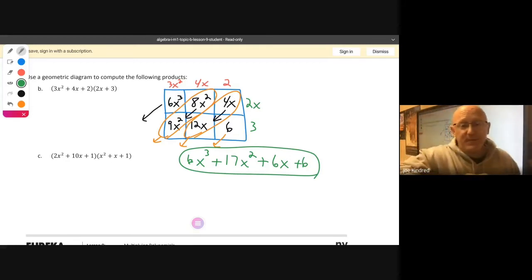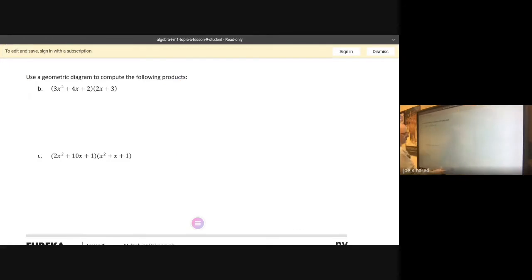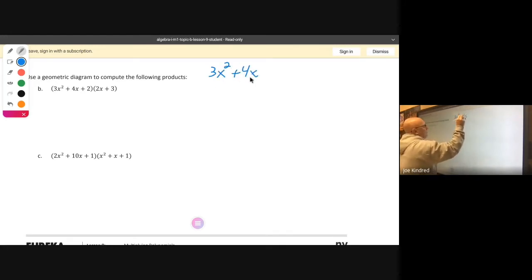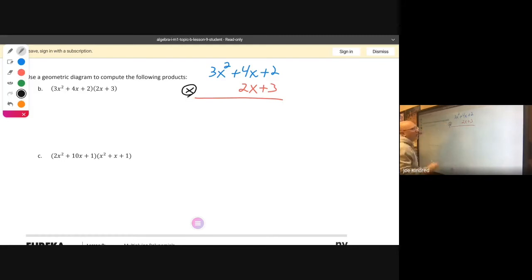Now, having seen this method, I'm going to show you 2 more methods. So now I'm going to show you another method. In this method, I'm going to take 3x squared plus 4x plus 2, the original, and I'm going to stack it, just like I did before with the other problem at the beginning. And I'm going to multiply, just like we normally would.